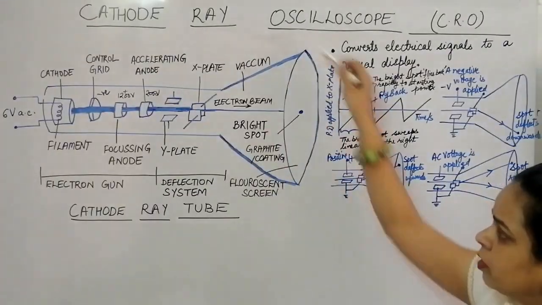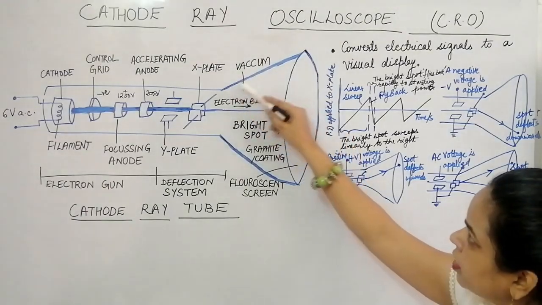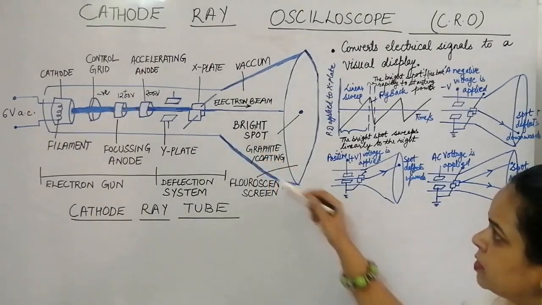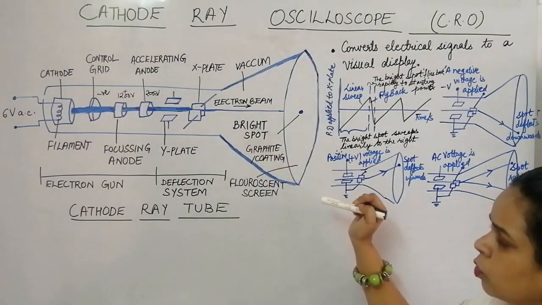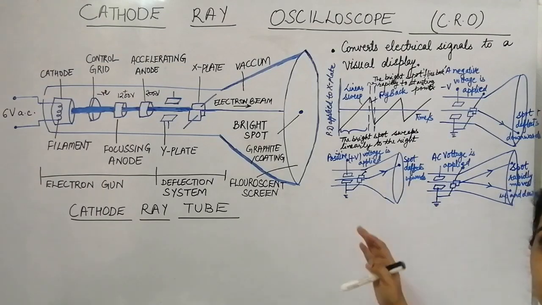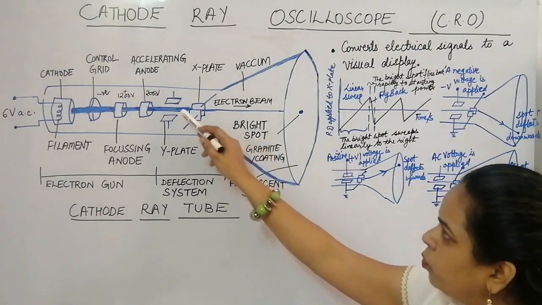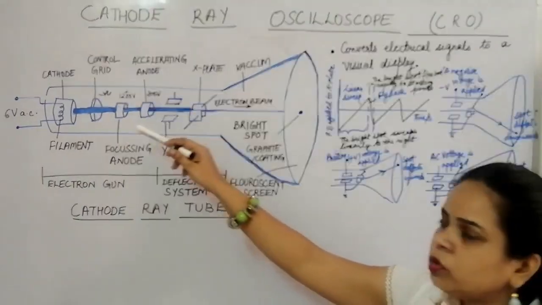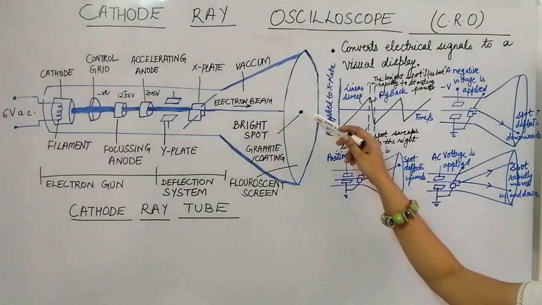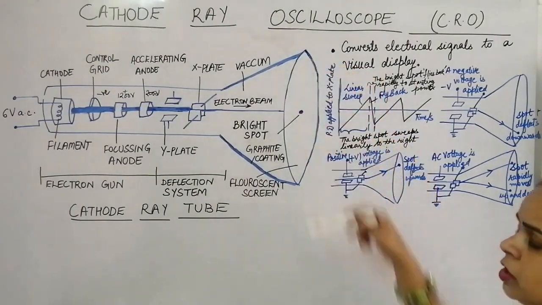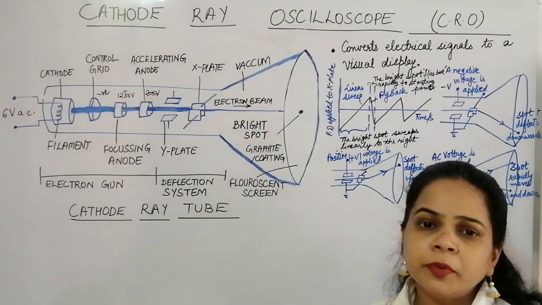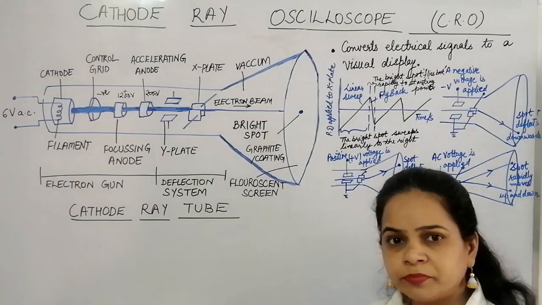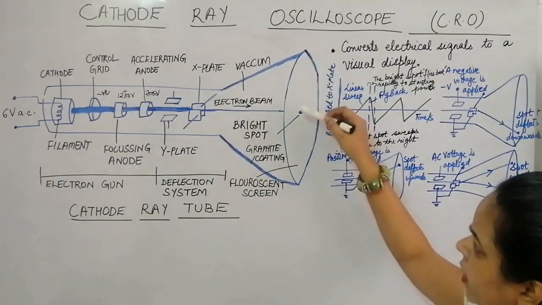So next is the fluorescent screen. As you can see here, the fluorescent screen is coated with graphite or phosphor from inside, with a graphite coating so that minimum scattering takes place. And suppose we have not applied any voltage on the X plate and Y plate, the electron beam will strike at the center of the fluorescent screen. This fluorescent screen is basically coated with barium platinocyanide, which imparts it a green color. So there is a bright spot at the center.